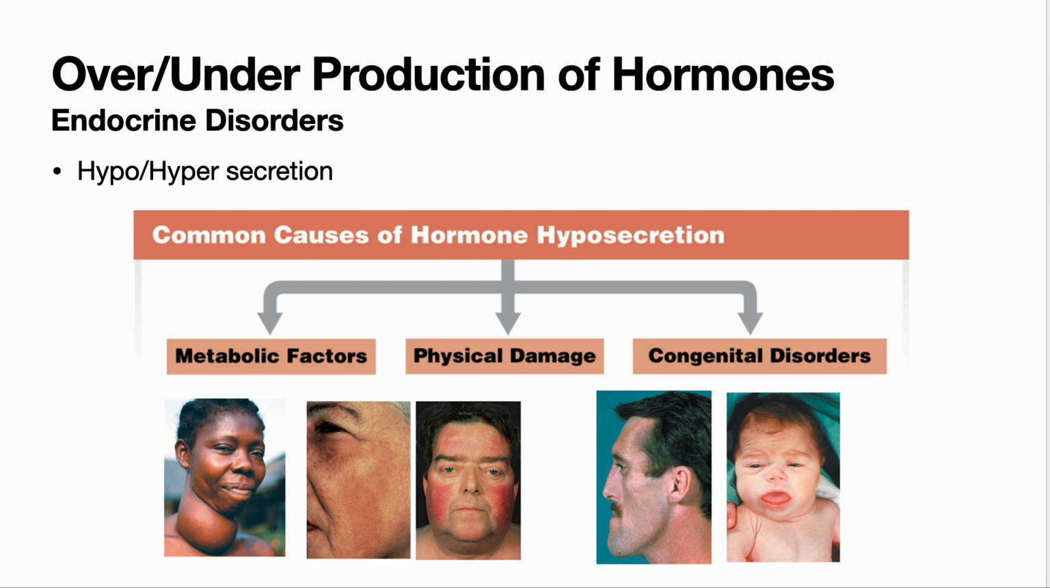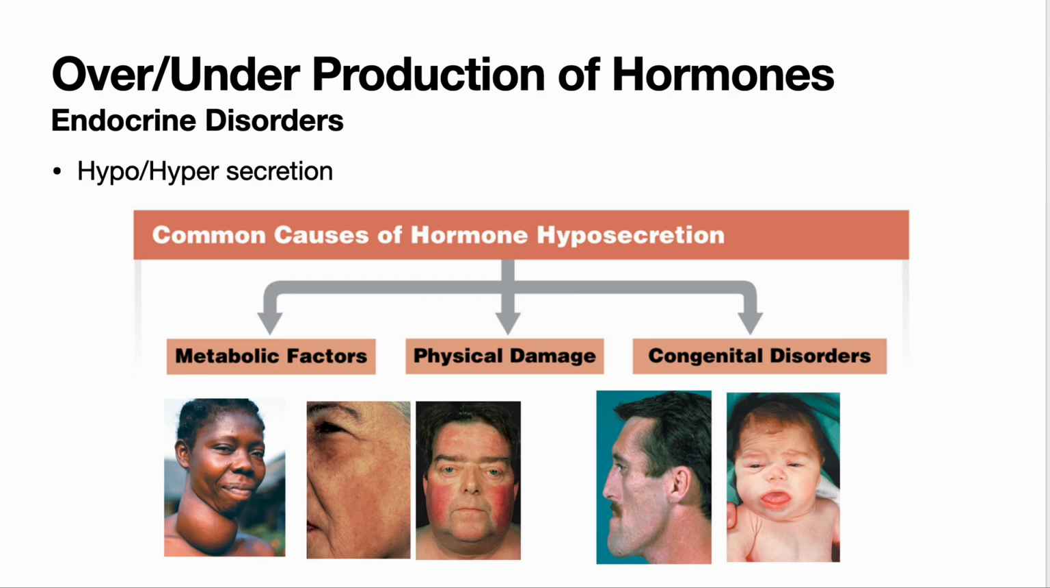The three common causes of hormone hyposecretion are going to be metabolic factors, which result from a deficiency in any kind of key substance that you need to synthesize the hormone. So there's something missing in your diet that's preventing you from making that hormone that you need. Physical damage is another thing. So anything that interrupts the normal circulatory supply to endocrine cells or that damages the endocrine cells themselves would lead to a reduction in hormone production or response.